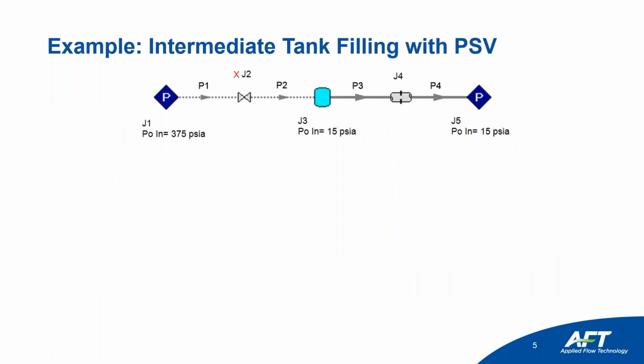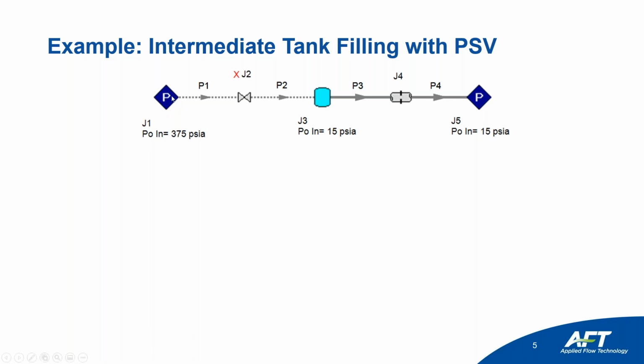So the example that we're going to look at today is an intermediate tank filling with a pressure safety valve. Today we will take a look at how you might specify a pressure safety valve, and we might go through the steps of defining it, but ultimately we'll use it as an example of event logic and automatic reactions from some of the junctions that we have built into our tools.